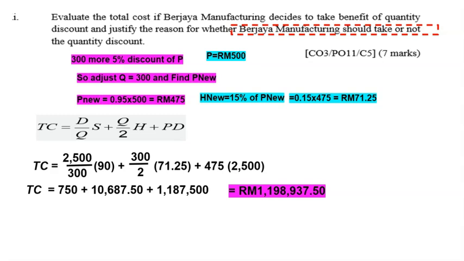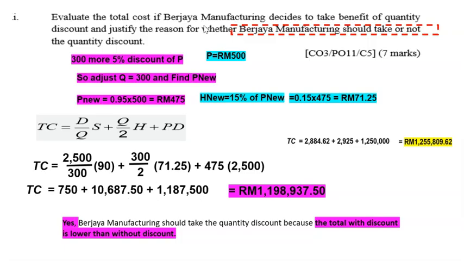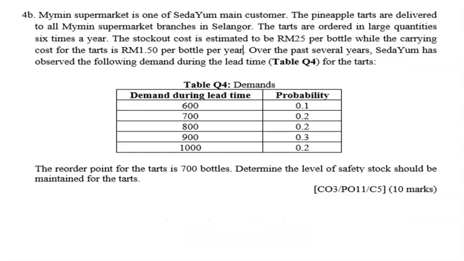So we have to compare with the previous one. Without the discount, we calculated 1,255,809.62. This one we get 1,198,937 and 50 cents. So we know that this one offers the lower total cost. So how to answer this? First, we need to decide whether to take it or not. So yes, Berjaya Manufacturing should take the quantity discount because the total cost with discount is lower than without discount. Okay, now let's solve the question for the ROP and also related to safety stock.